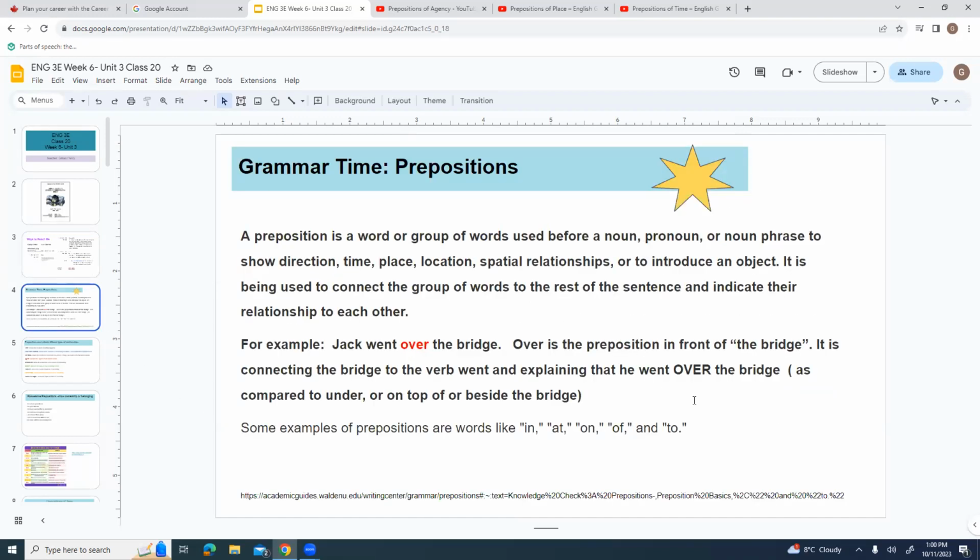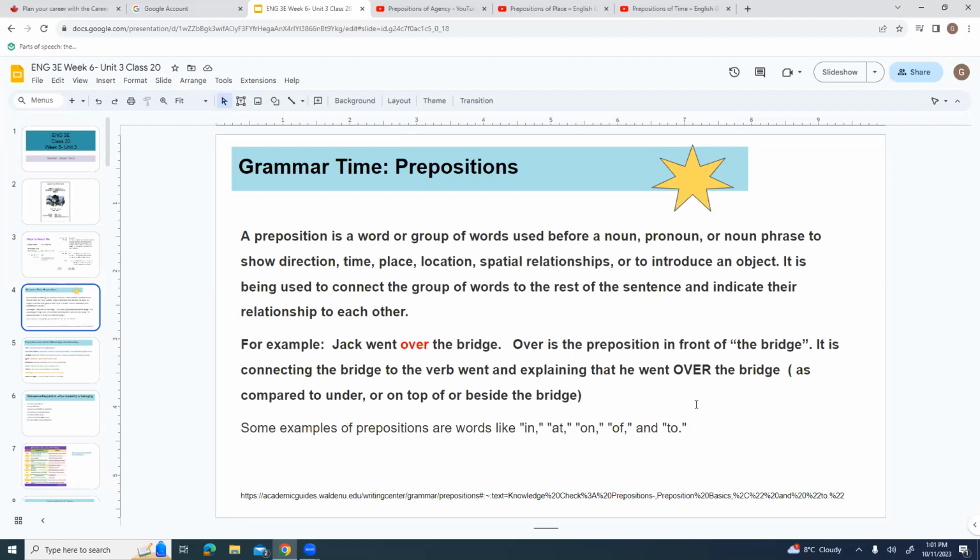Okay, so we're going to talk about prepositions a little bit. Prepositions are a word or a group of words used before a noun or a pronoun or a noun phrase in order to show direction, time, place, location, spatial relationships, or to introduce an object. It's basically being used to connect the group of words at the end to the rest of the sentence and indicate their relationship to each other.